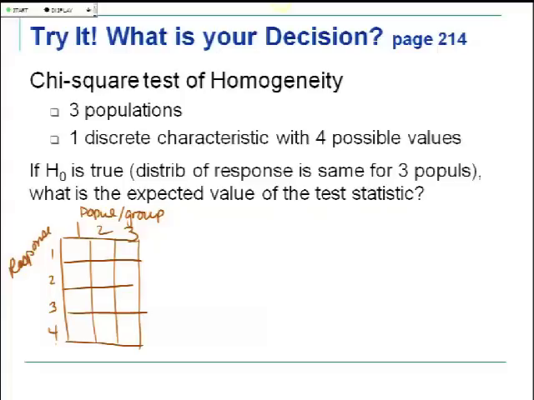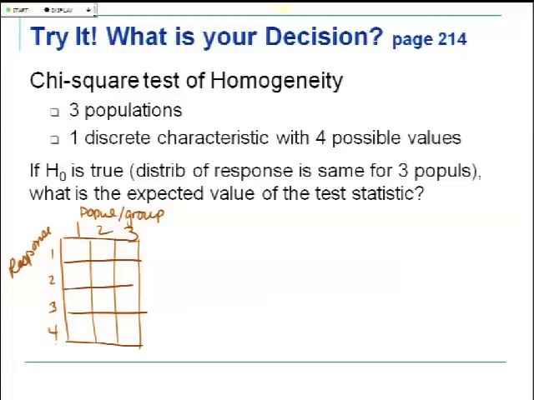So you know you have a homogeneity test. It's chi-squared, it's counts. It tells you that there are 3 treatment populations, or 3 populations, and there's 4 possible values for your response. So this is the type of table. Could be 4x3 or 3x4, however you put the populations versus the response. But that would be filled with counts when you have your data.